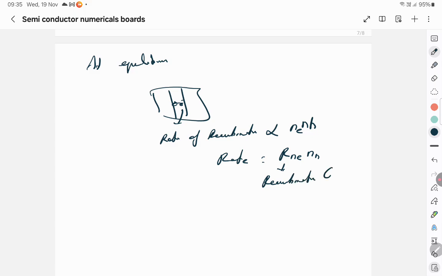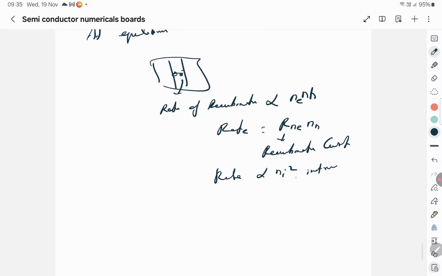Whereas the rate of recombination is proportional to Ni square for intrinsic, for pure, because in intrinsic, Ne is equal to NH. So Ne into NH will become Ni square. So the rate in the intrinsic is equal to R into Ni square. This is equation 1, this is equation 2, this is for extrinsic, this is for intrinsic.